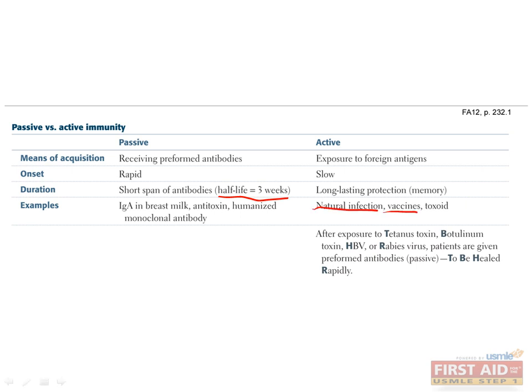You can remember the previous fact about administration of antibodies for passive immunity with the mnemonic "to be healed rapidly" for tetanus toxin, botulinum toxin, HBV, or rabies.